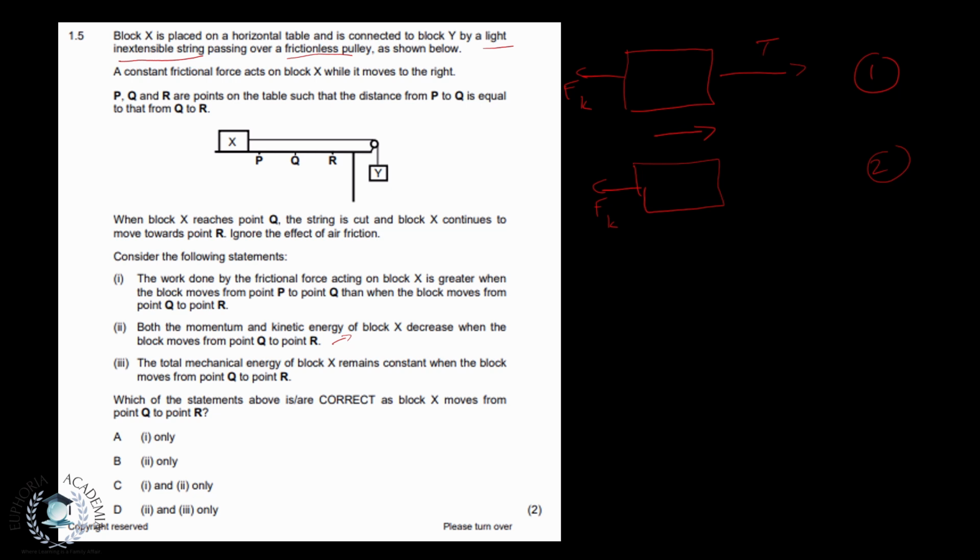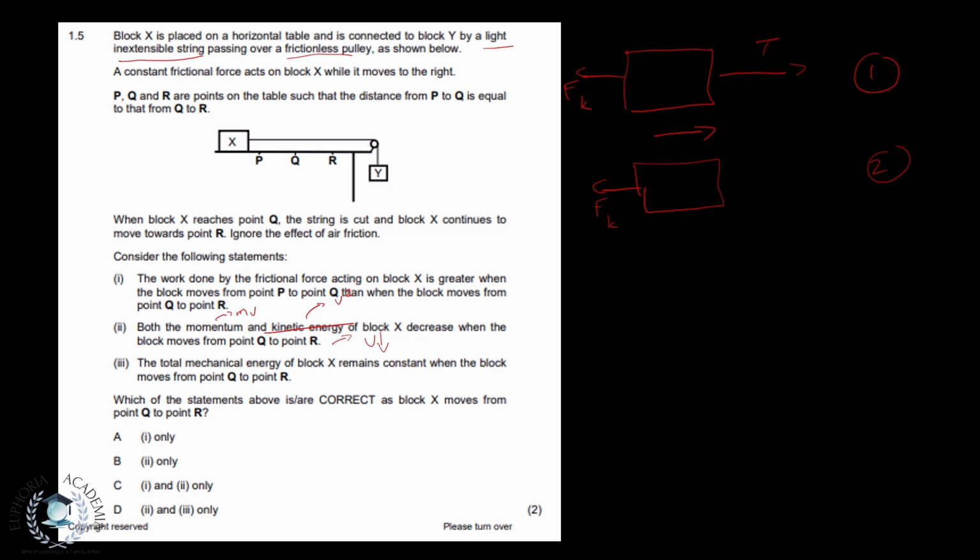we still have a velocity, right? But because we no longer have that force T pulling this block alongside, that means we're going to have a decreased V, right? So that means the kinetic energy, which has the term of V squared, half mv squared, will decrease. The momentum, which is mass times velocity, will also decrease, right?